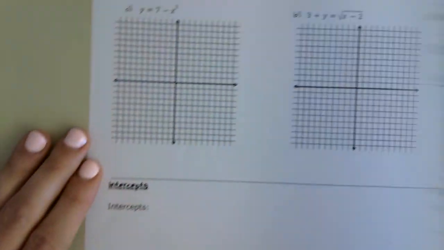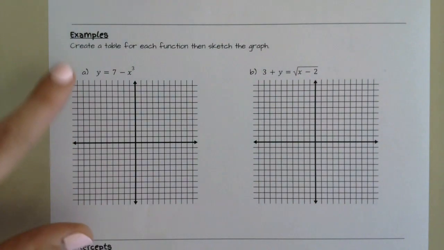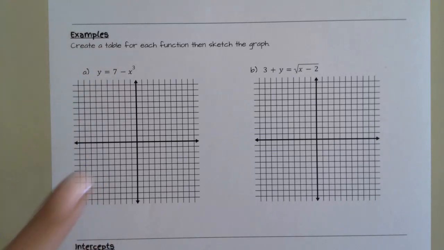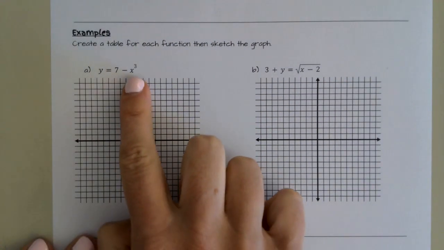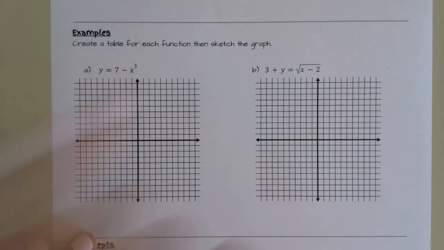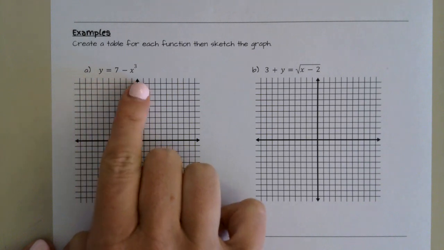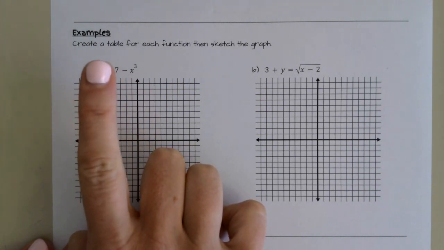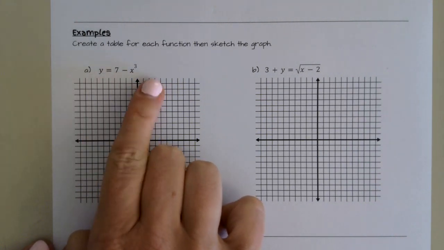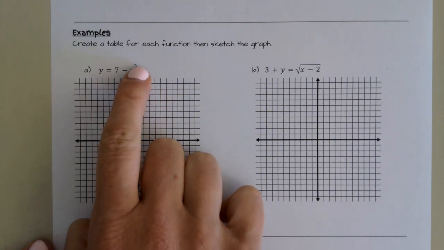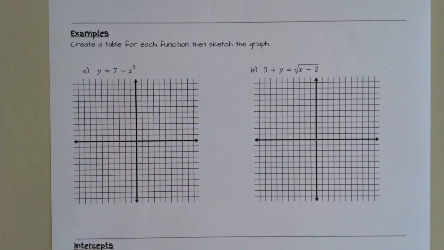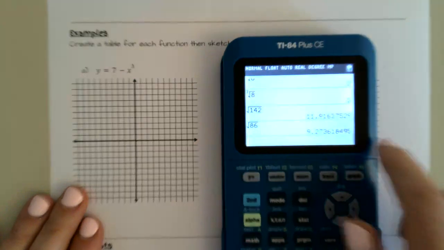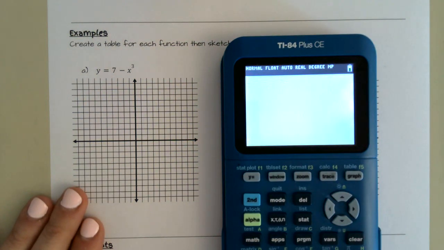Okay, so now we are practicing going from a table to a graph. So we want to make a table of information. Okay, we don't know what shape this graph is. The only thing we know is for sure it's not a line. This is not in y equals mx plus b, so therefore it is not a line. You couldn't put it in y equals mx plus b. It's x cubed.